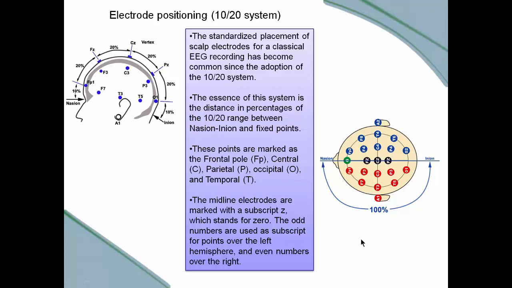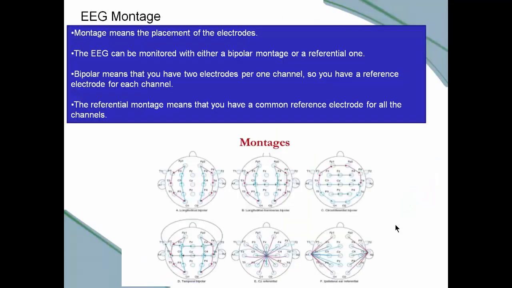Frontal, central, which is primarily the reference or ground points, the parietal lobes, the occipital lobes, and the temporal lobes. And of course, like I said, the midline or central electrodes are marked with the subscript Z, standing for zero, and those again are the reference points for it. So we're going to look at other things called montages.